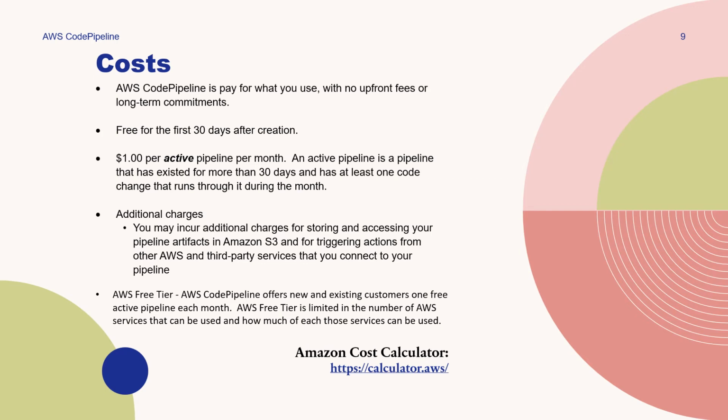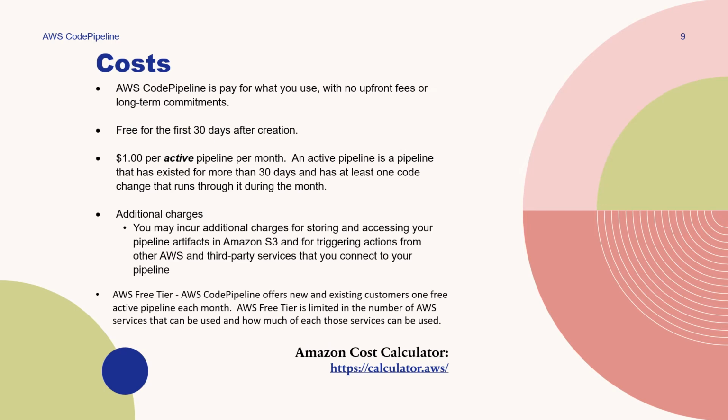According to Amazon Web Services, everyone is entitled to one CodePipeline at no charge for the first 30 days after creation. And after that, it's at least $1 for the pipeline as long as the pipeline is active, which means that the pipeline has existed for more than 30 days and has at least one code change that runs through it during the month.